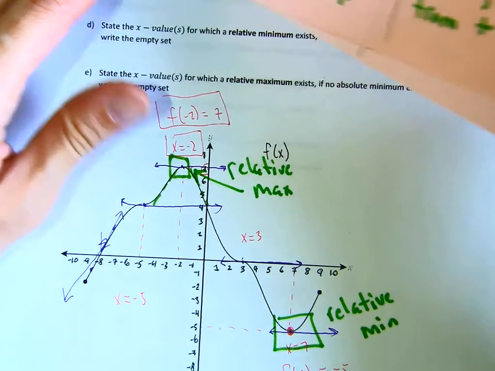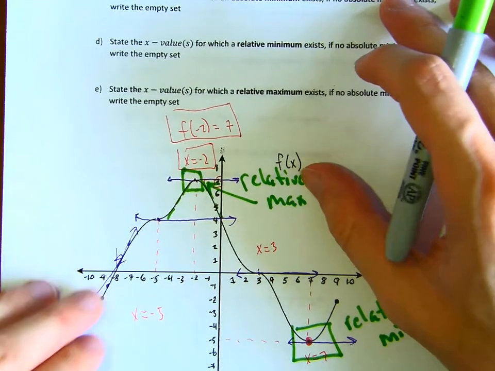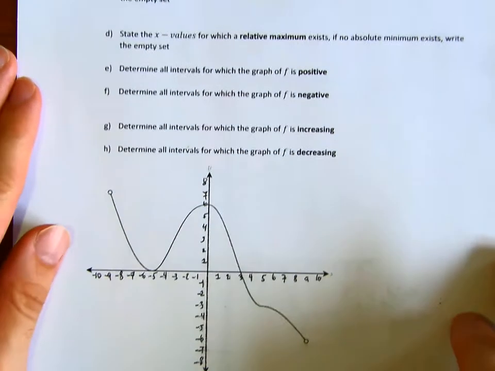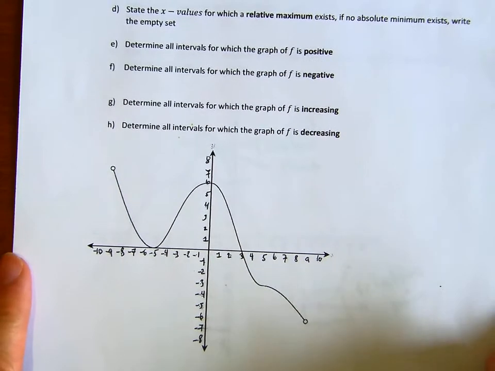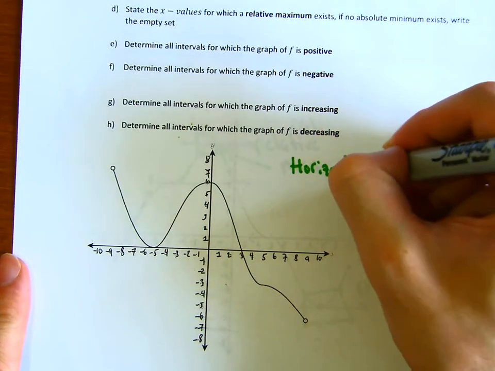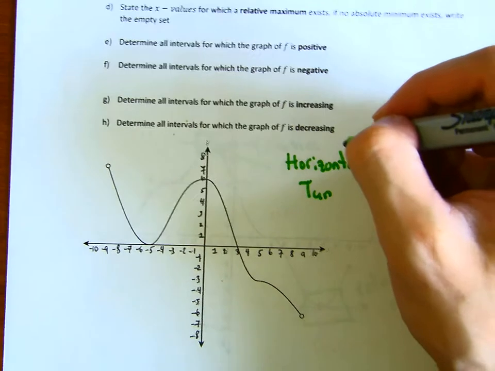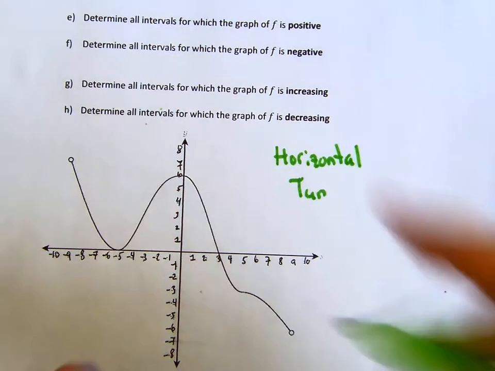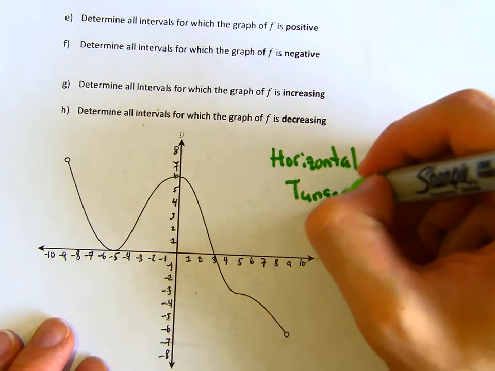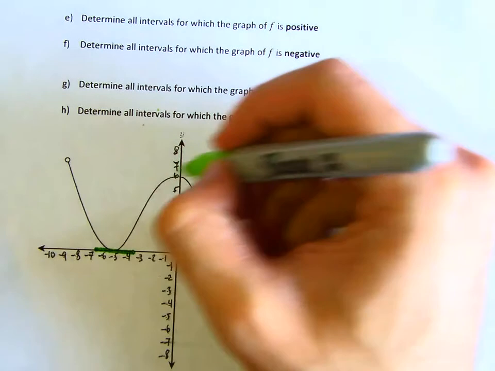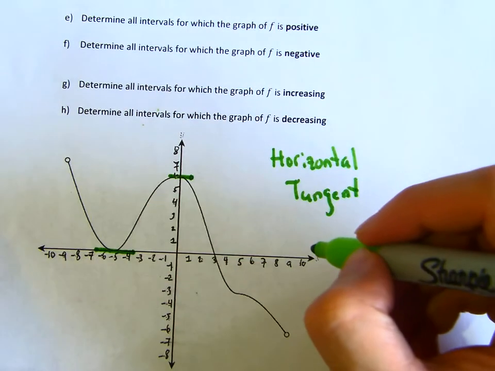Okay, let's try and do the last page together, which shouldn't be too bad. Looking at this graph, where would horizontal tangent lines exist? What I want you to do is try and answer that question yourself just by looking at it. So where would it exist? There should be one here, here, and here.